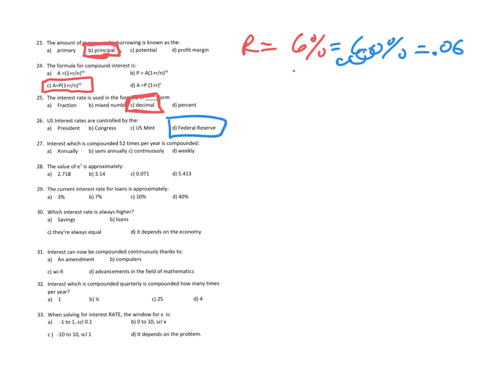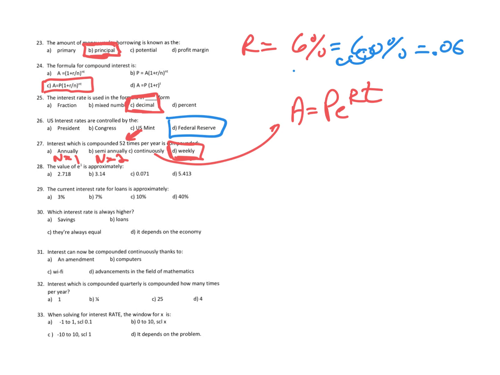U.S. interest rates are controlled by the Federal Reserve, and we had all of these various adverbs that we are told to calculate the interest. Interest which is compounded 52 times per year is compounded weekly. Semi-annually, our n value would be 2. Annually, our n would be 1. And continuously, we would be forced to use the second interest formula, A equals P times e raised to the R times T power.